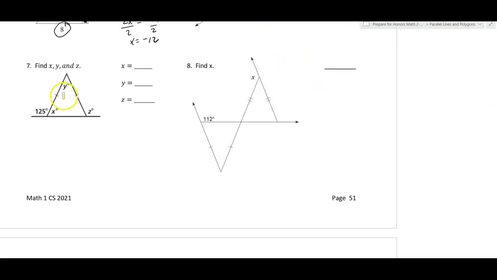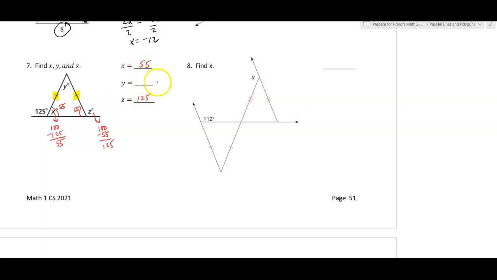Now, this side's congruent to this side, which tells me this angle is congruent to this angle. So to find x, I'm going to do 180 minus 125, which would give me 55 degrees. Right away, this angle would be 55, and z then would be 180 minus 55, which is 125. So you know x is 55 degrees, z is 125 degrees.